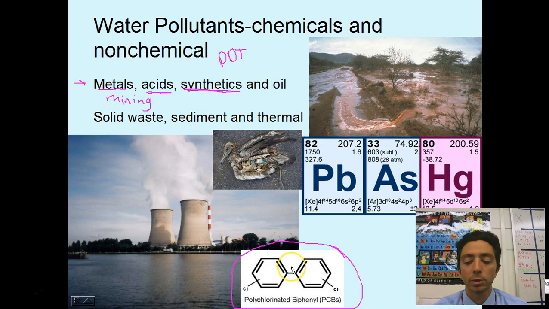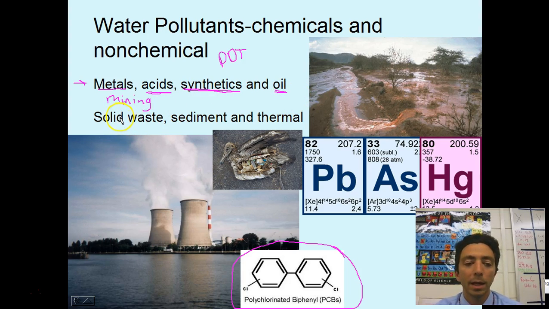They don't break down naturally, and so if we have them, they can bioaccumulate in larger species, such as humans or whales and sharks and things like that. And they're carcinogens and cause cancer, along with a host of other problems. Oil would be another one of these chemical pollutants that we can have.